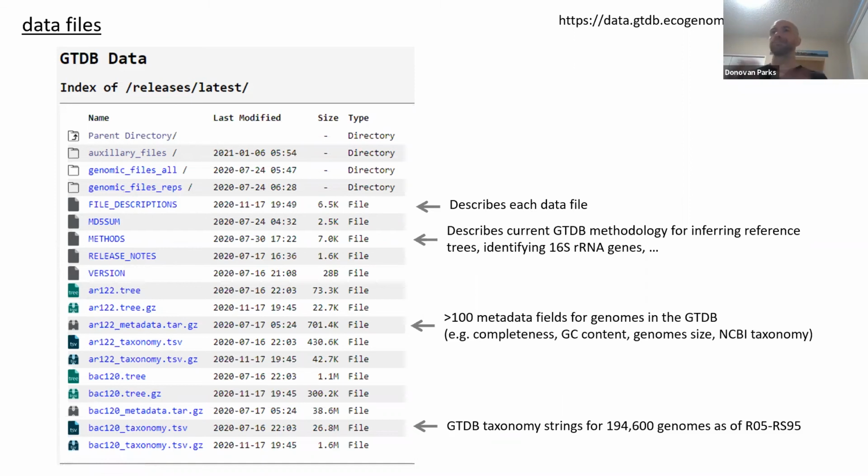We do update version numbers of reference databases and versions of software more often than we put out formally published manuscripts, so you can consult that. And then we basically divide the main data files into archaea and bacteria. In particular, you have the reference tree here that we use to define the taxonomy. We provide over 100 metadata fields for each of the different genomes that are in the GTB. And then there's just a flat file that actually has the GTB taxonomy string for each genome.